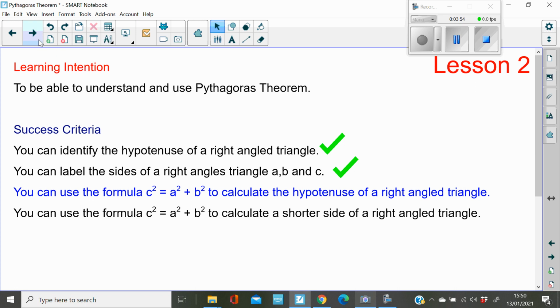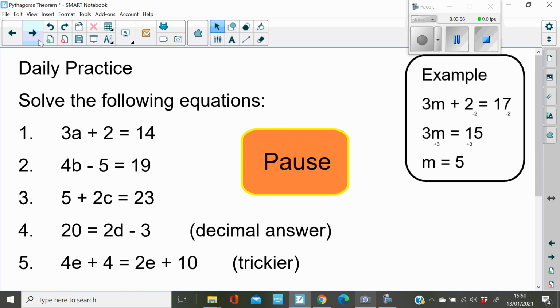In lesson two, I'm going to start you off by doing some daily practice, solving each of the equations in order to find out the value of A, B, C, D, etc. I've put an example over the side here: 3m plus 2 equals 17. You're going to subtract 2 from both sides first, giving you 3m is 15.